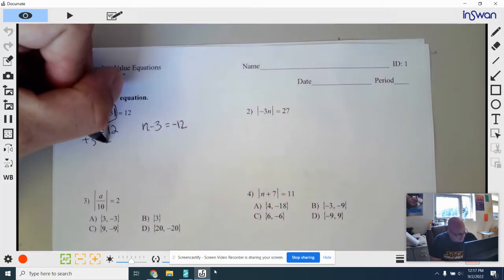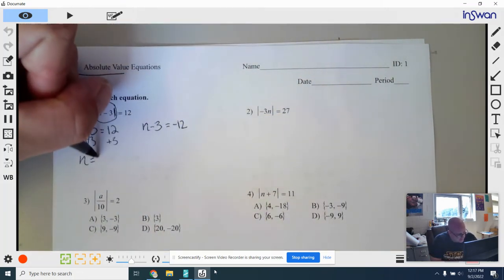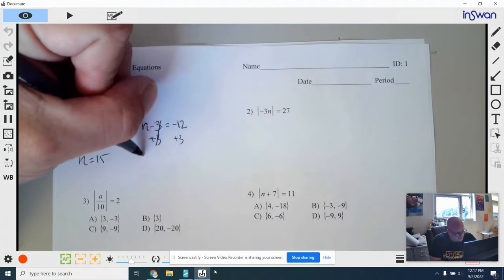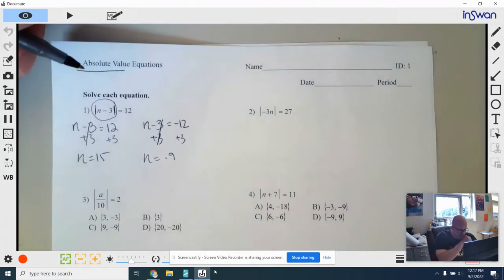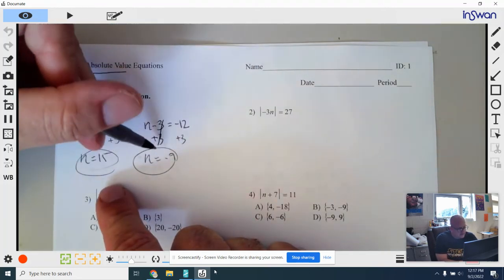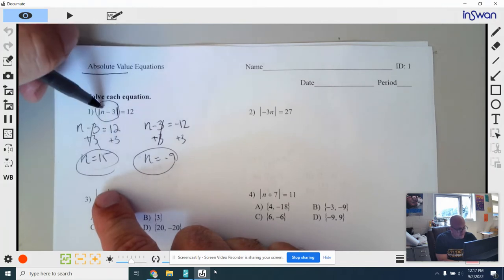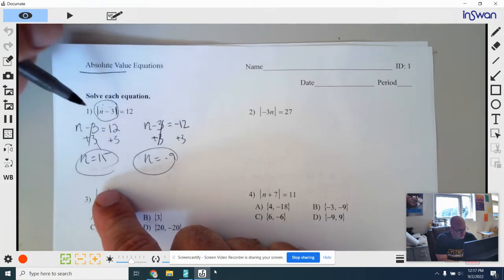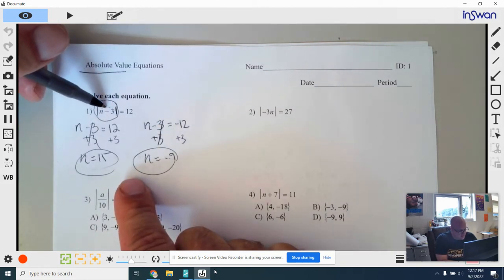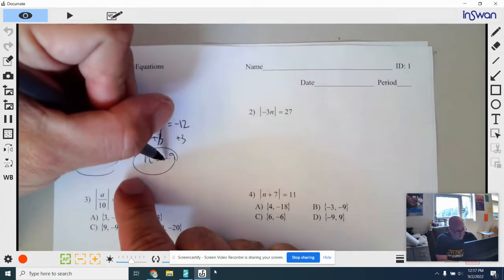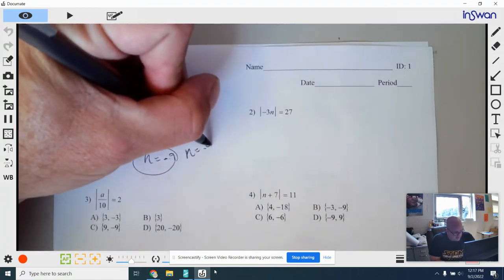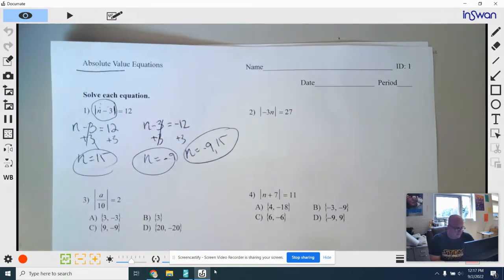So I'm going to add 3, cancels, n is equal to 15. I'm going to add 3, cancels, n is equal to negative 9. Okay, I can take these and I can very easily check to see if I'm correct. I take those, I plug it back in. So 15, take away 3 is 12. The absolute value of 12 is 12. Negative 9 minus 3 is negative 12. The absolute value of negative 12 is positive 12. So both of those work. Okay, so I can either leave my answer like that, or I can come over here and say n is equal to negative 9 and 15.